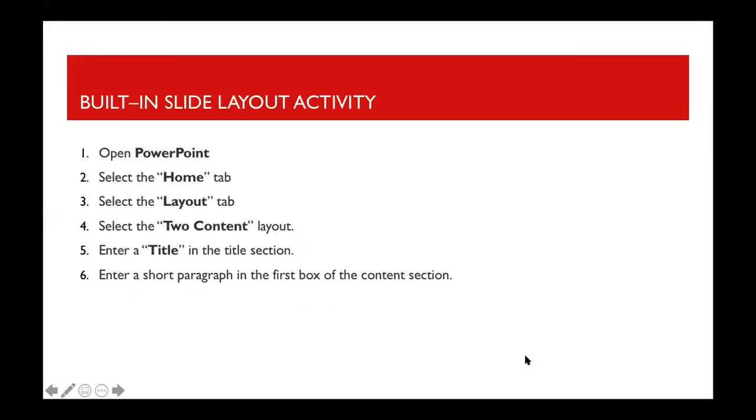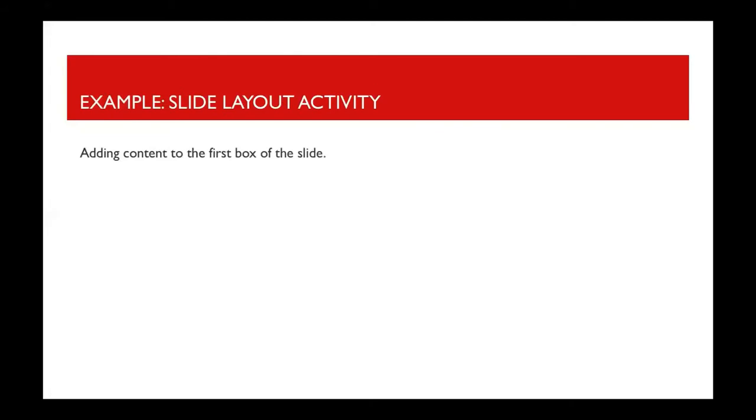So what we did in this activity is we basically just opened up the slide layout and we selected 2 content, and we added a title and a short paragraph in the first box of the content section. So the next thing we're going to do is talk about, and this is what it should look like, just a simple paragraph.